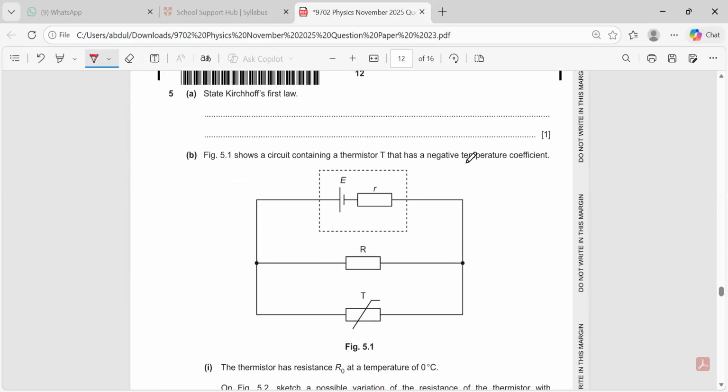Now state Kirchhoff's current law. The algebraic sum of the currents at a junction is zero. Simple as that. I'm writing: sum of currents is equal to zero at a junction. Let's save time. Okay, my dear friends, if there is any question, please feel free.